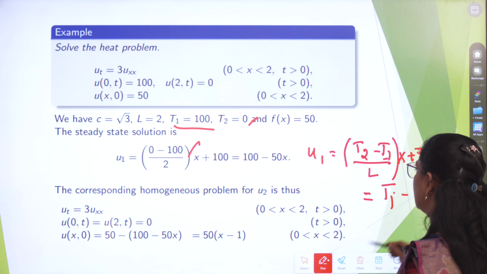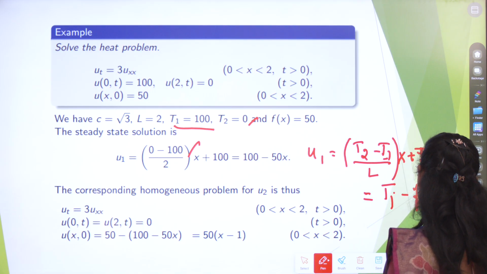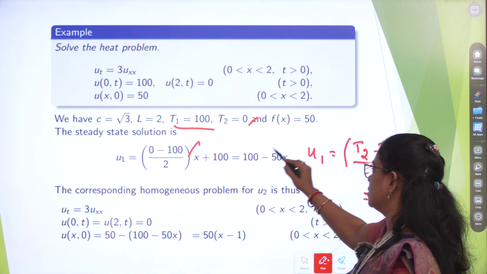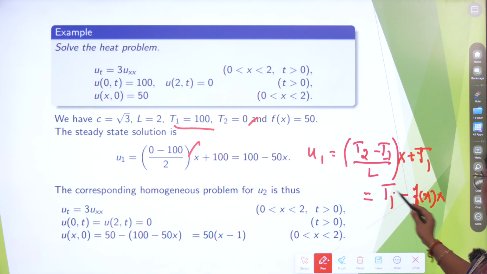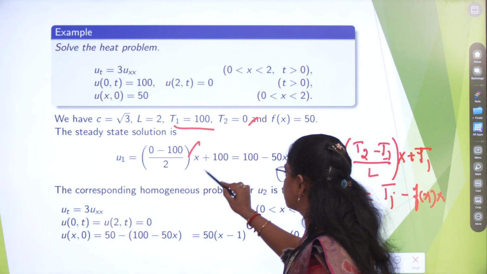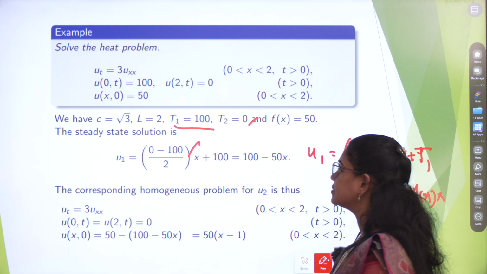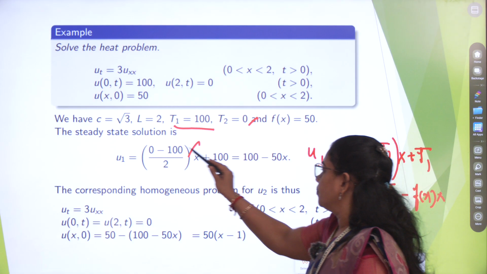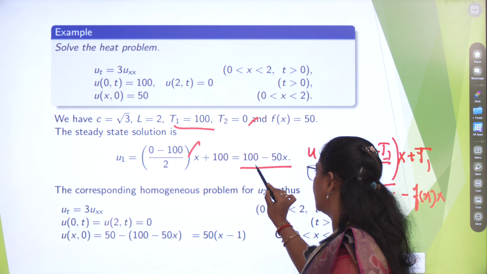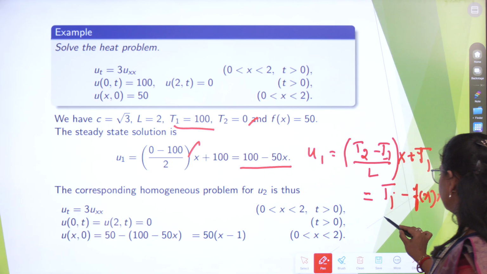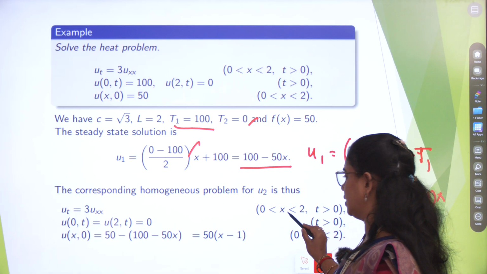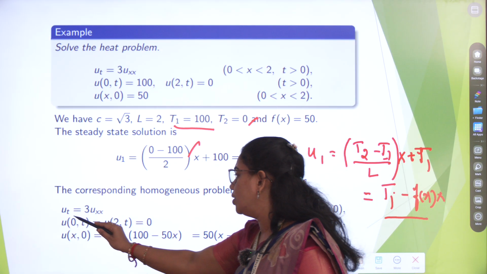T1 minus f of x into x, so f of x value is 50. So 100 minus 50 into x. Okay, so solve this term. We get 100 minus 50x, because 100 divided by 2 is 50, 50 into x plus 100, then we write 100 minus 50x.